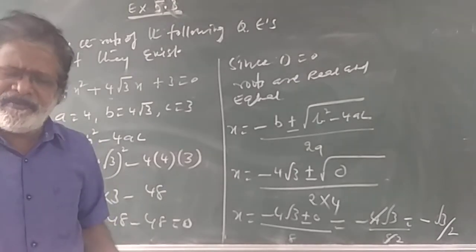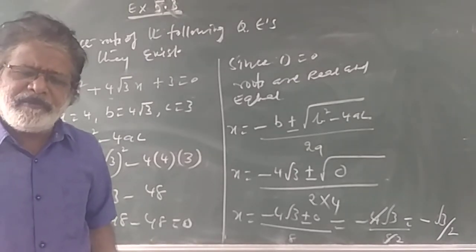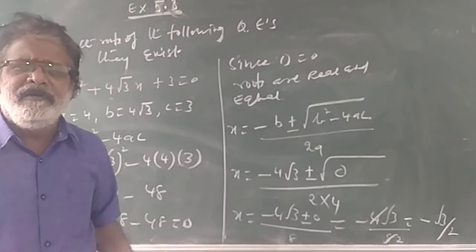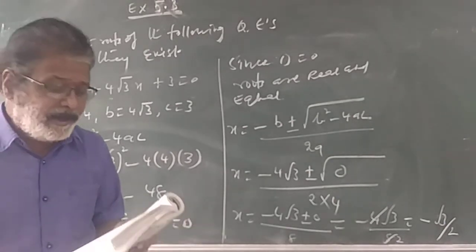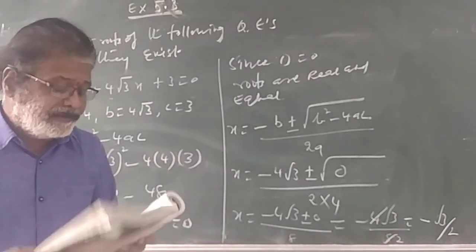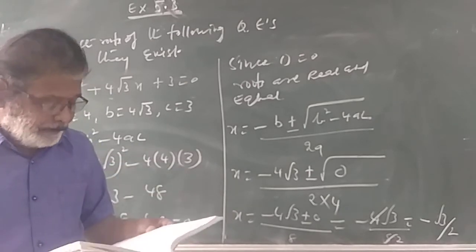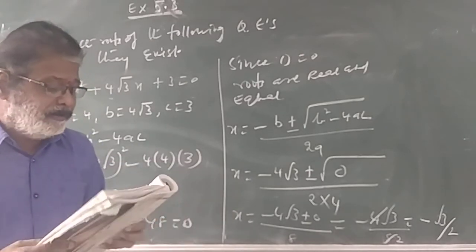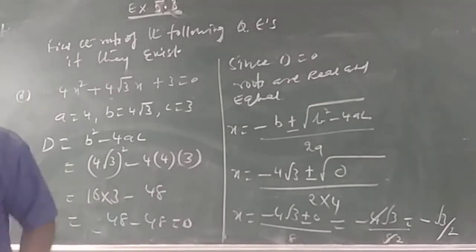If D is less than 0, a negative value, if you get a negative discriminant value, there are no real roots. They are imaginary or complex. Okay, children. Like that, you do these remaining problems. I go for the third question. Okay, third question.